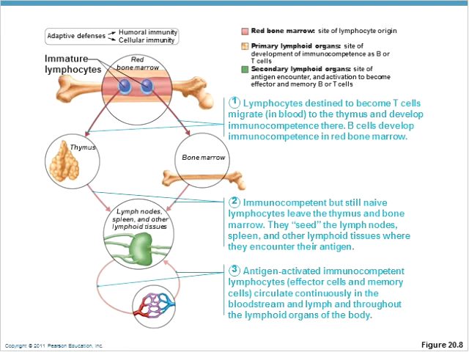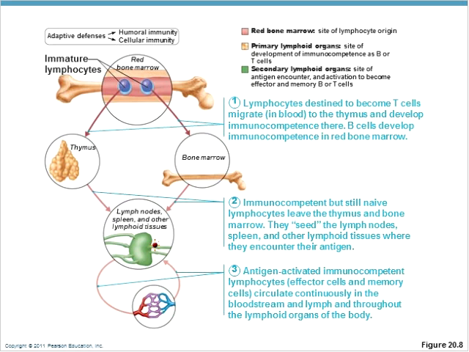So it just shows that the immature lymphocytes are located in the bone marrow. Some go to the thymus gland, and they are deployed to lymph nodes, spleen, and other tissues, and throughout the bloodstream. And you can see that the B lymphocytes stay in the bone marrow, but are also deployed to the spleen in the same places as the T lymphocytes. So lymphocytes destined to become T cells migrate to the blood and the thymus, and develop immunocompetence there. B cells develop immunocompetence in the red bone marrow.